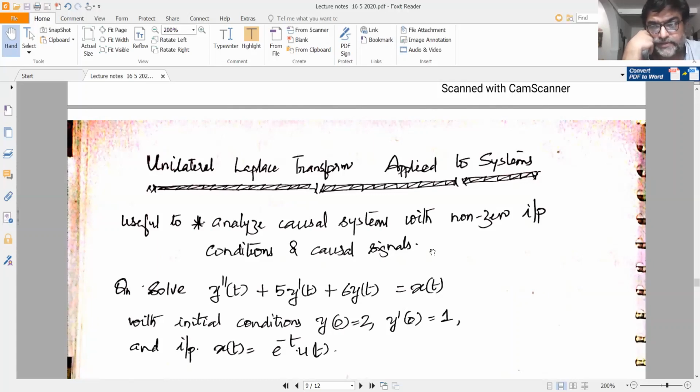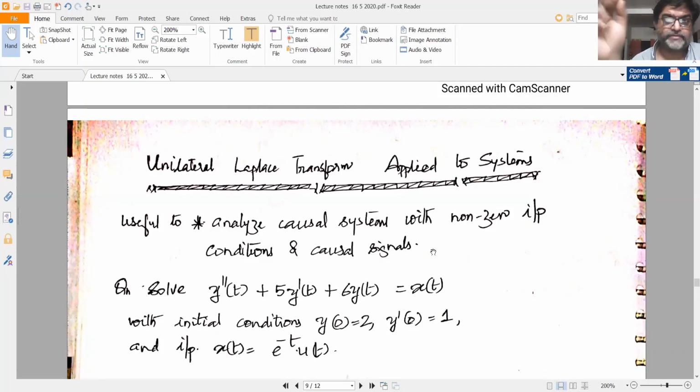That's the case for an RC circuit. Similarly, you can consider an RL circuit or an RLC circuit, etc., where there is initial stored energy in the circuit. So, how to analyze such systems? As we have seen, the unilateral Laplace transform is the tool that is employed to analyze systems that have non-zero initial conditions.